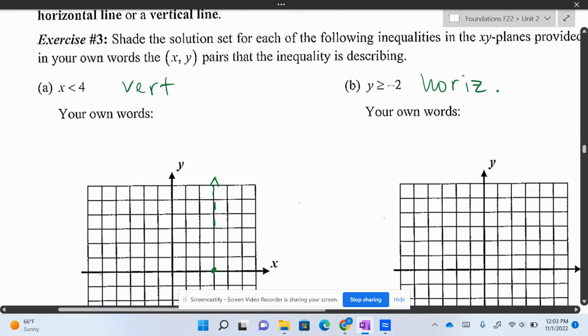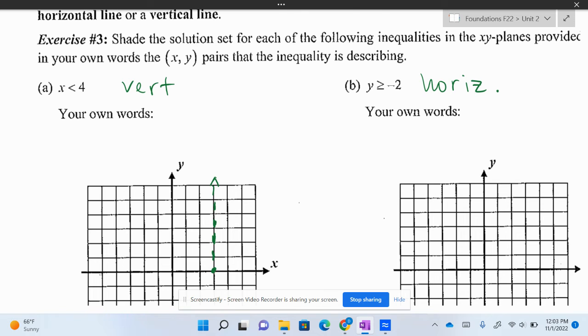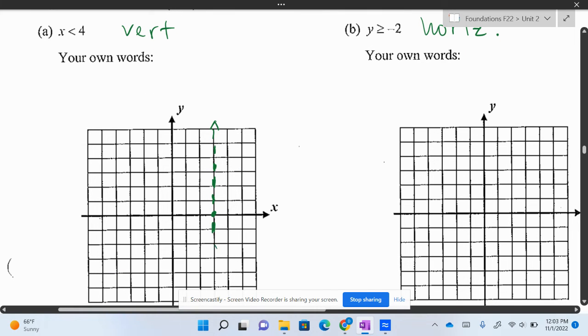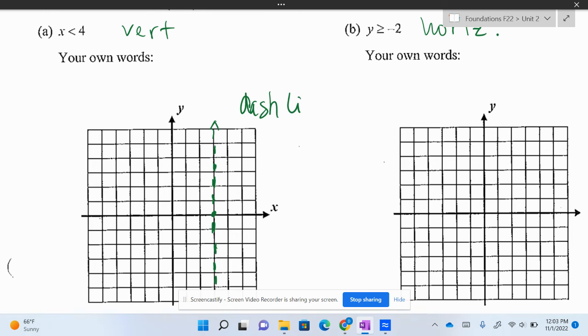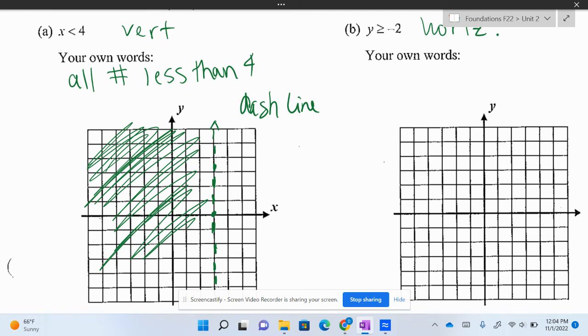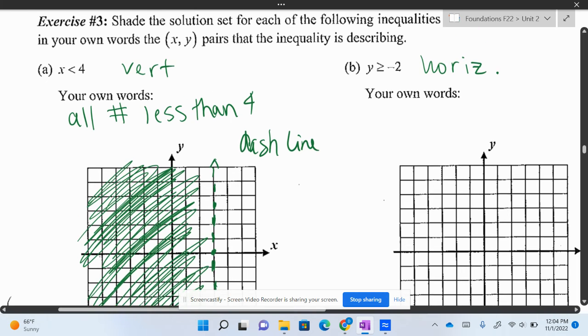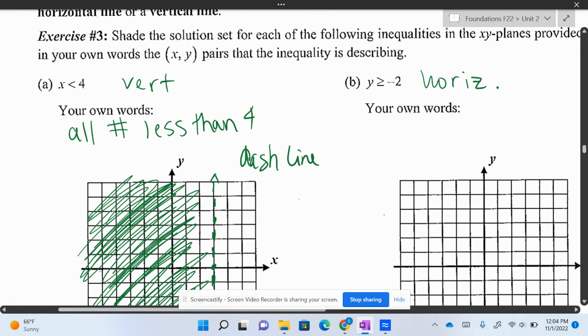Dash, dash, dash. I'm trying to make it really thick so you can see it. So I have a dashed line. And this says all numbers less than 4. So which way am I going to shade? To the left, to the left, to the left. Shade to the left.